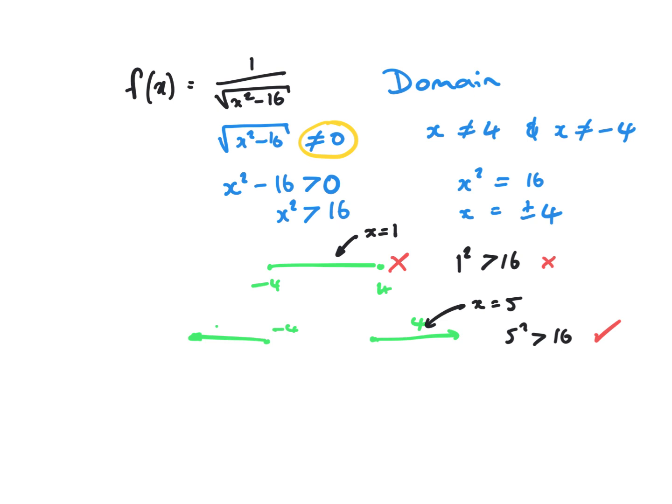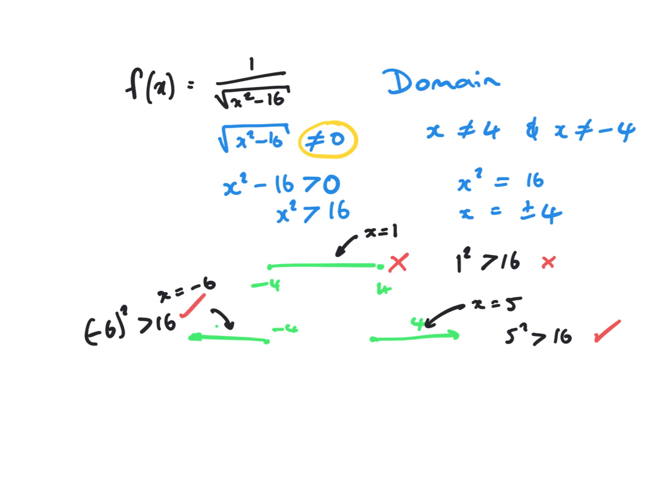I'm going to go down to the other side and test that one as well. So I'm just going to choose a different value. I'll choose negative 6. All right, so I'll test that as well. Negative 6, I'm going to put that in brackets, square it. Is that greater than 16? Yes, because negative 6 squared is positive 36, because negative 6 times negative 6 is 36. So that's a big tick there as well.